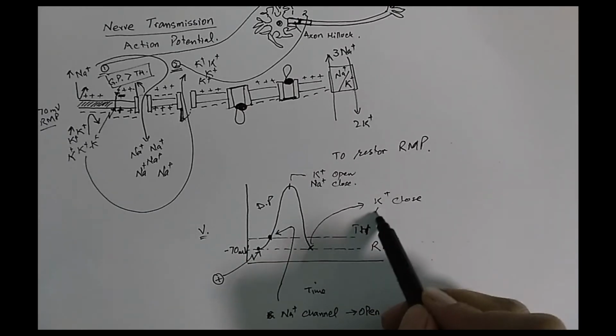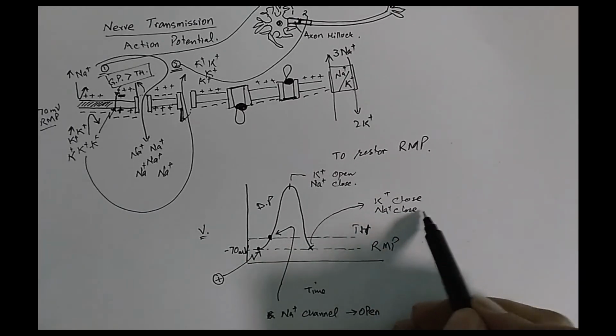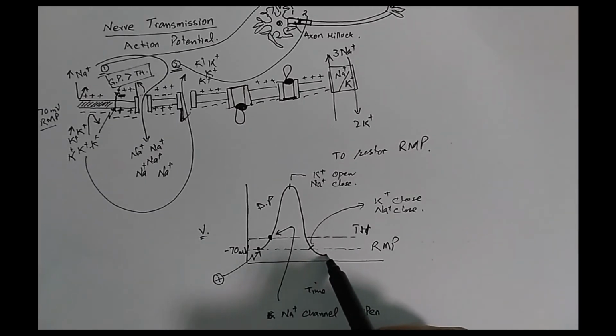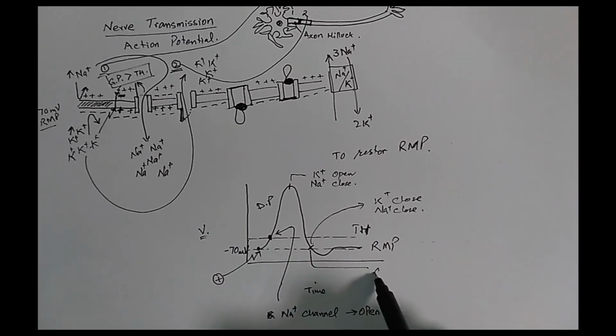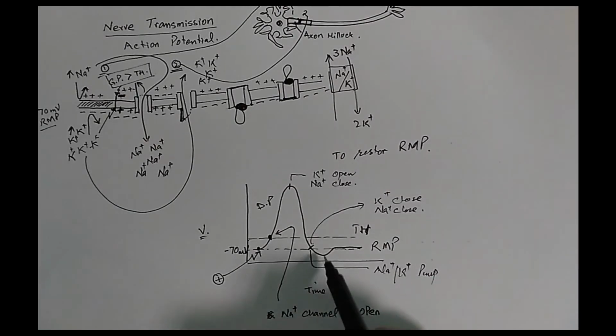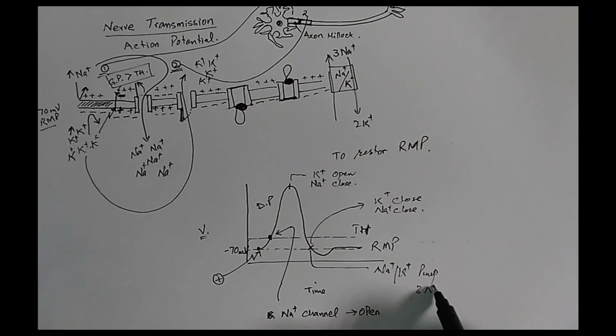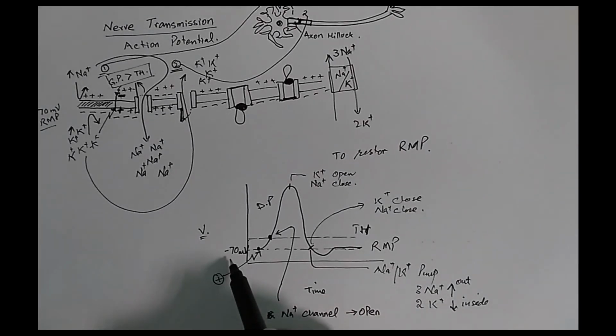And the sodium channels remain closed, and then the resting membrane potential is restored. And from this point, the sodium potassium pump starts working and shifts 3 sodium ions out of the cell and moves 2 potassium ions inside the cell to restore the resting membrane potential of minus 70 millivolts.